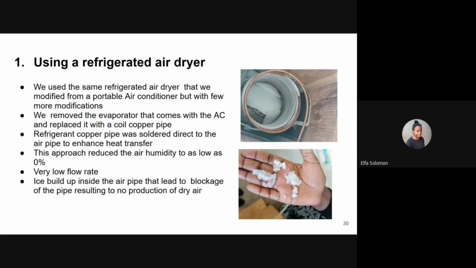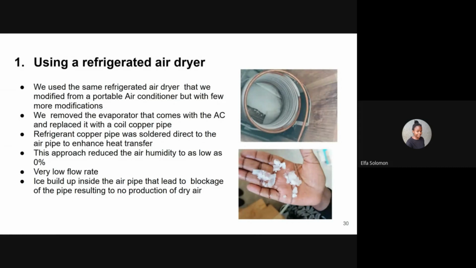In the early days of this project, we used a refrigerated air dryer that we modified from a portable air conditioner, but with a few more modifications. We removed the evaporator that comes with the air conditioner and replaced it with a coiled copper pipe. Refrigerant copper pipe was soldered directly to the air pipe to enhance heat transfer. This approach reduced the air humidity to as low as 0%.